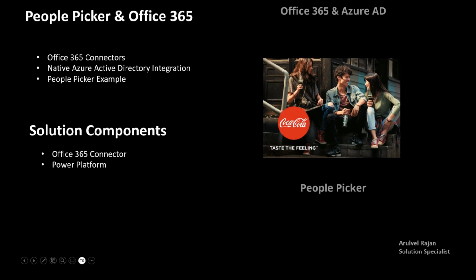In this demo, we will be looking at People Picker functionality. This functionality is out of the box and it uses the Office 365 Users connector, which in turn at the backend connects to Azure Active Directory where your users are listed with their name, email ID, job title, and various other schema information. It's a very simple app, but the goal here is to showcase how you could use this People Picker in your business apps.